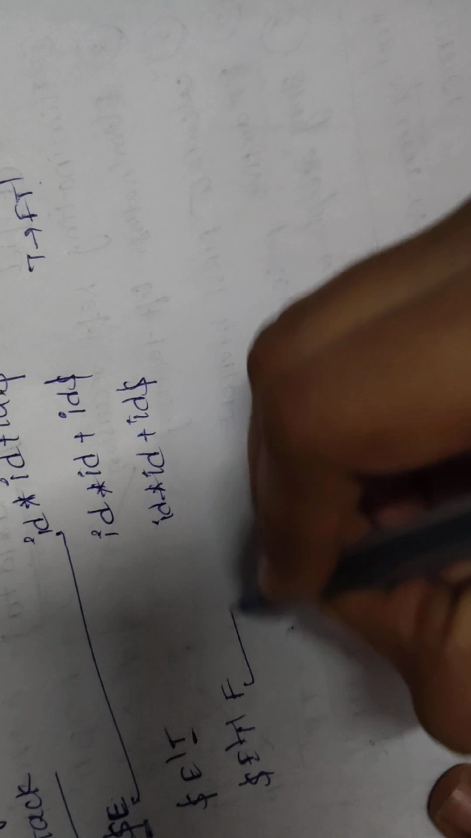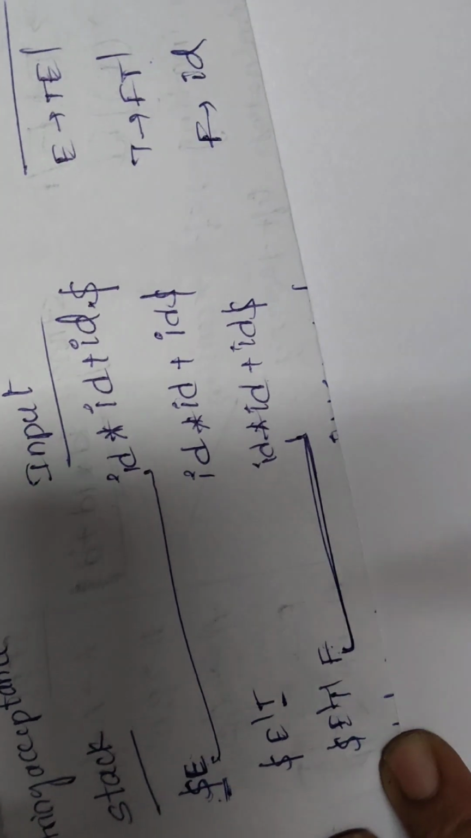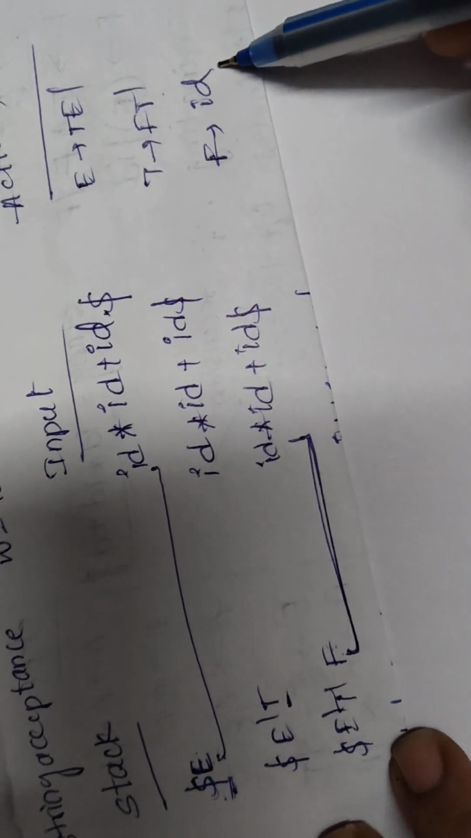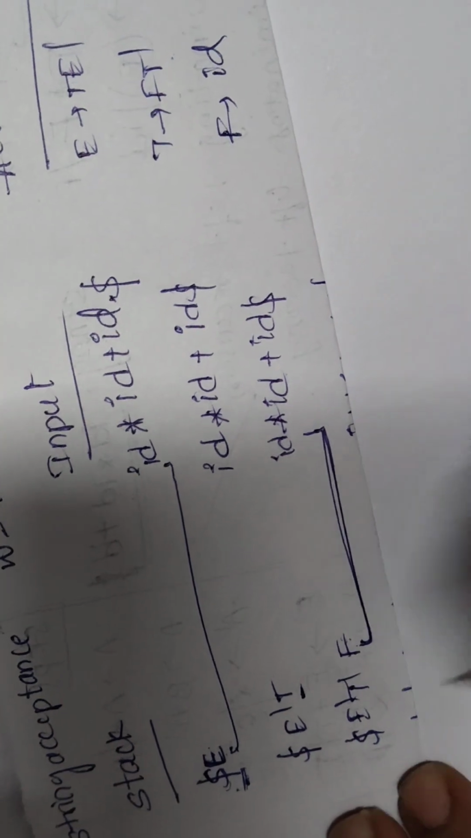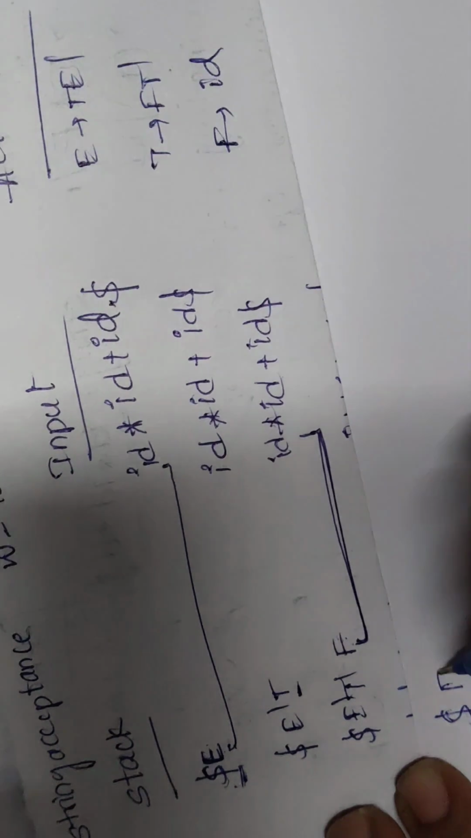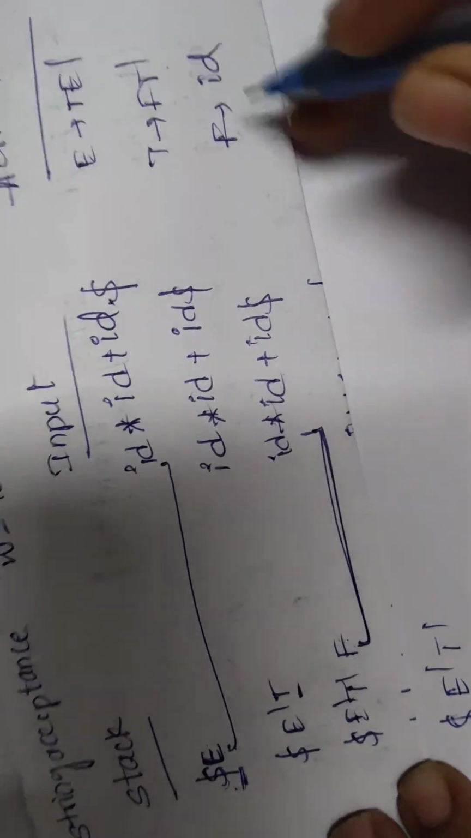T produces FT dash. So remove the top element of the stack and push this in reverse order. Need to remove this and push this: T dash F. Okay. Write this as it is. So FT dash. Next F and id. What is F and id? F produces id. So you need to pop this element and push this in reverse order. So dollar E dash T dash id.